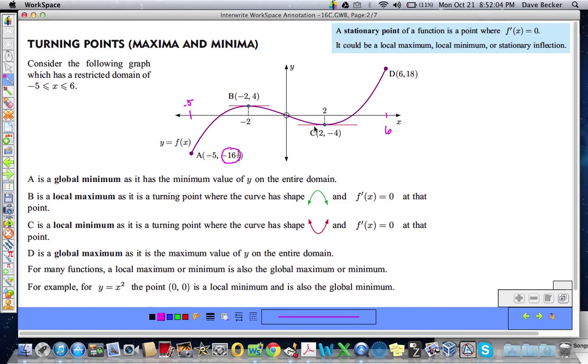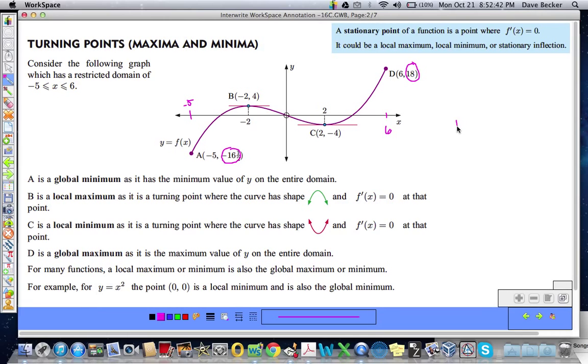Here, point C is a local min. Same reasoning. The slope of the curve is 0 right here, and the graph changes from decreasing to increasing right at this point. It is the lowest point in this local area. It is a local minimum. And then point D is a global maximum, again because clearly it is the highest point on the domain of this function. But the reason it is the global maximum is on the domain of this function, the function has the greatest value at this point.